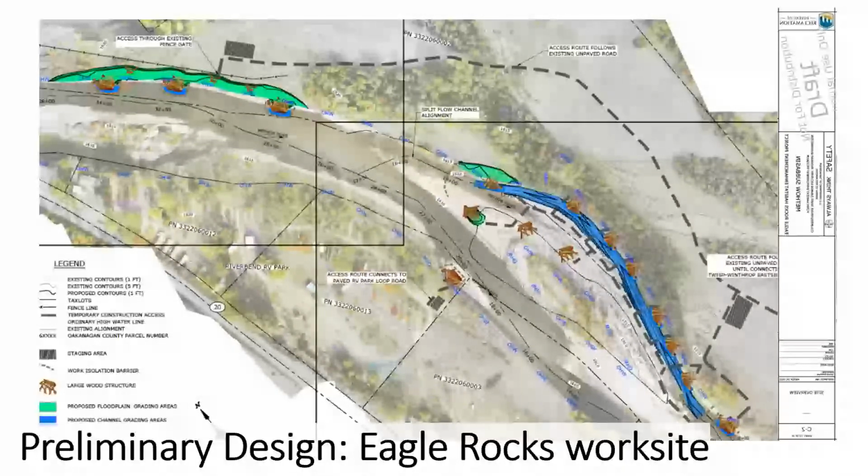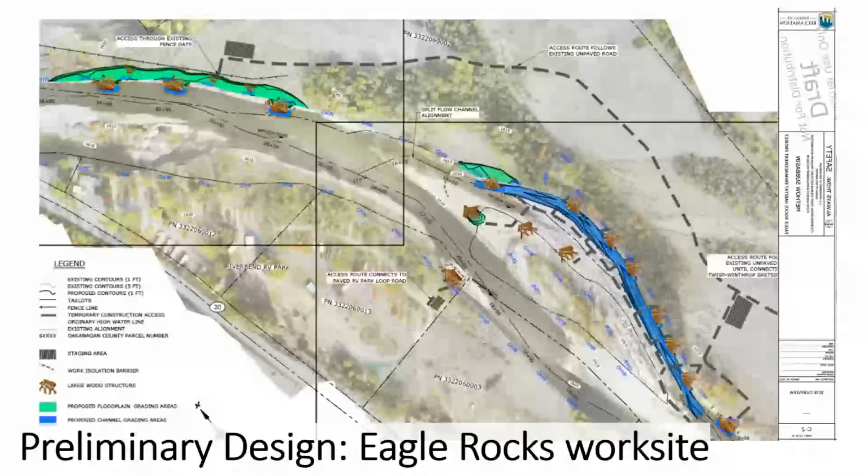Associated with these margin structures, we've also got some benching. This benching will help increase some channel capacity, but it also provides a really great place for a robust riparian zone. So we're looking to really increase that buffer, enhance and improve the riparian that's there, and add a bunch of additional riparian plantings. That bench itself will activate about a 1-year flow.